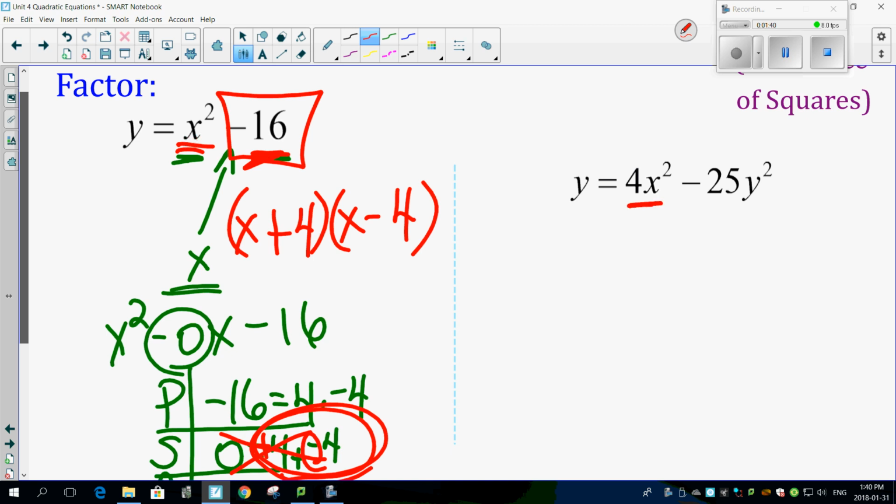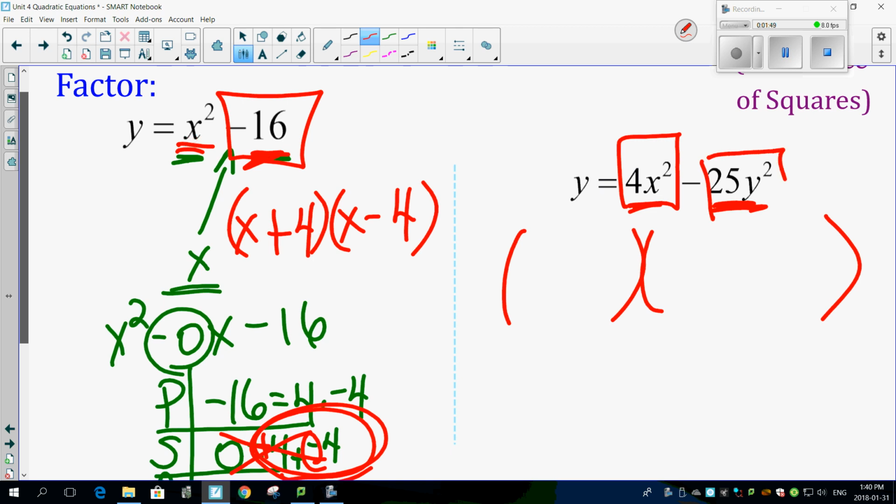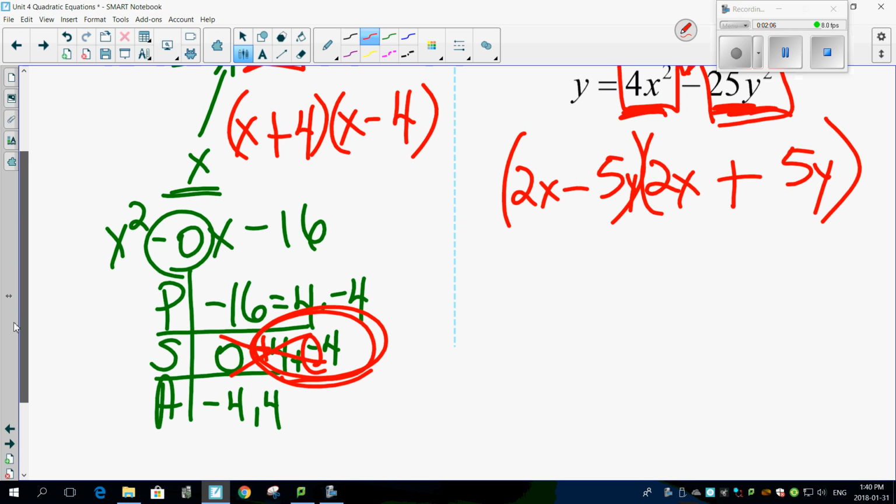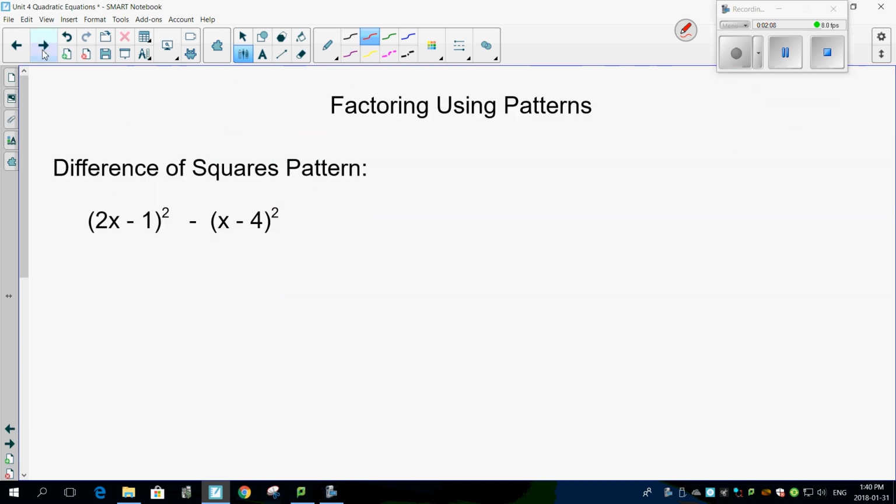Look at this. Same kind of idea. This is square rootable. That's square rootable, right? That's a difference. Perfect. Square root of this, 2x. Square root of this, 5y. Make one a plus, one a minus. You're done. You're factored. It's that simple, that straightforward, okay? So moving on to the next one.